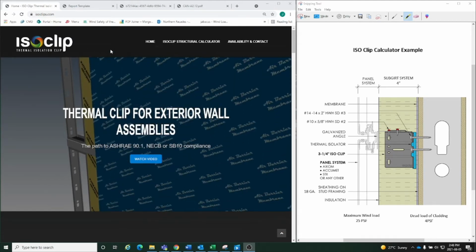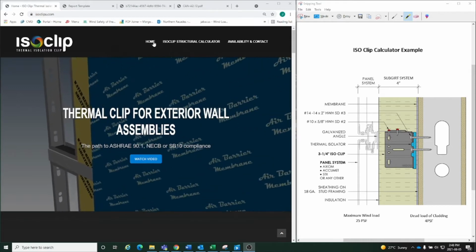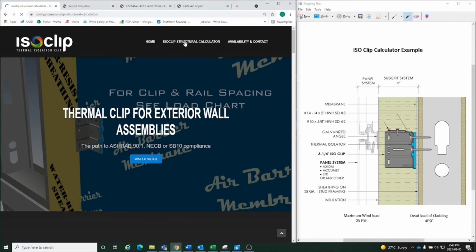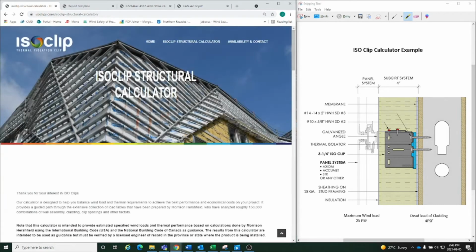We're on the isoclips.com landing page here, and if you look at the tabs on the top of the landing page, you will see the IsoClip Structural Calculator. If you click on this, it will direct you to the structural calculator itself.